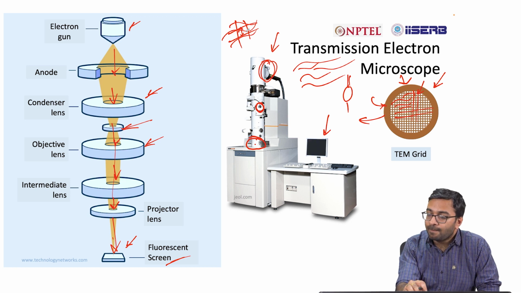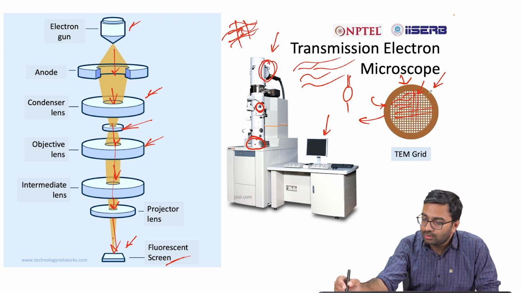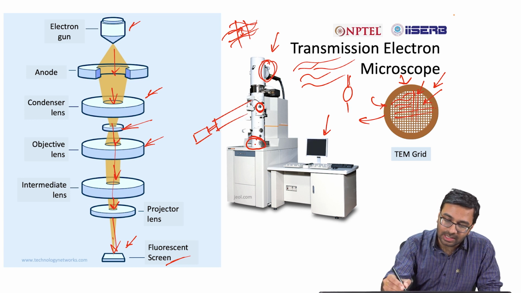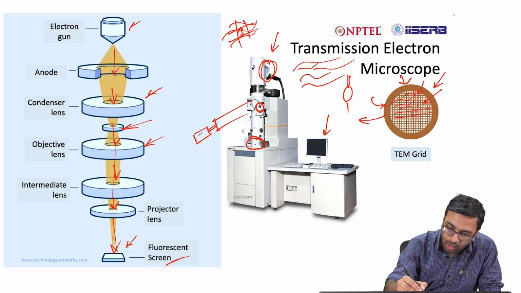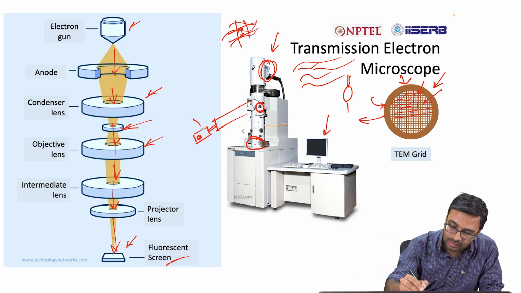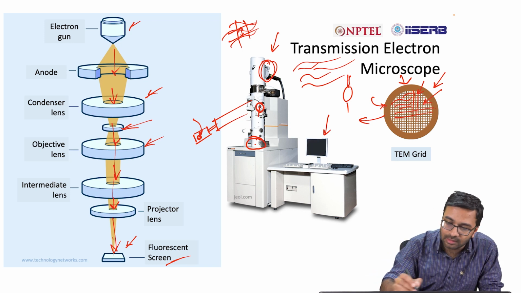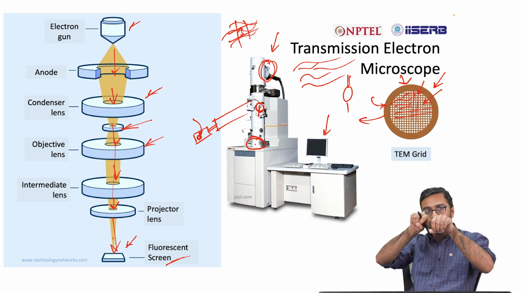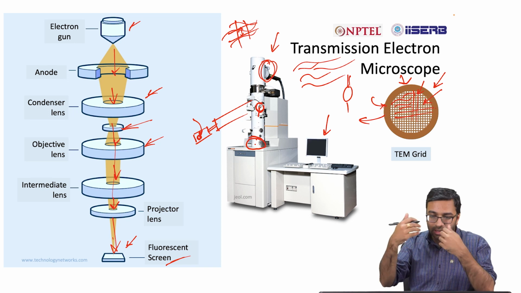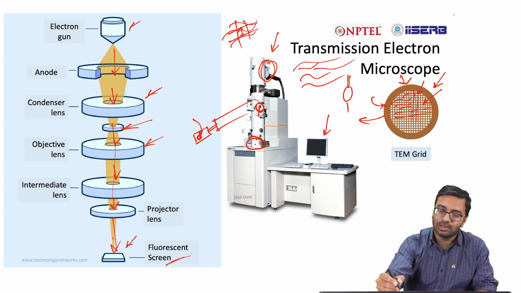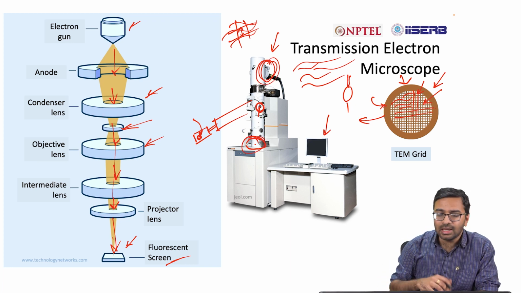And then once you dry this TEM grid, you put it in the sample holder. The sample holder is like a rod-like thing. On top there is a place where you can put the TEM grid, and then you put the entire sample holder inside the TEM. You just insert it, and then you lock it, and then you start the vacuum process. Once the vacuum process is done, you switch on the electron gun and start your imaging. This is the usual process.